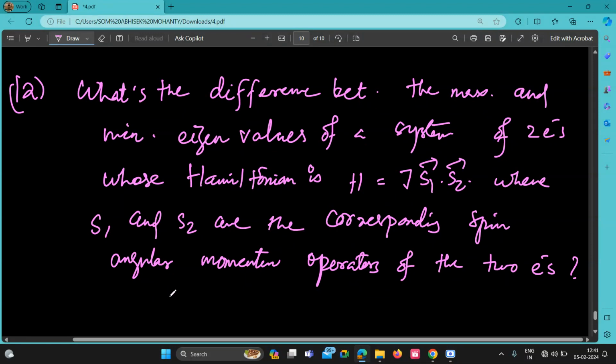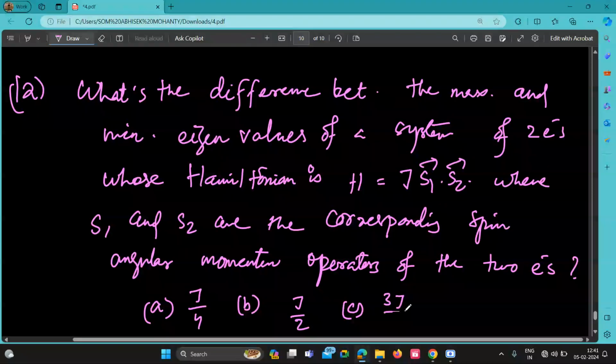Option A is J by 4. Option B is J by 2. Option C is 3J by 4. Option D is J. Let's try this question.